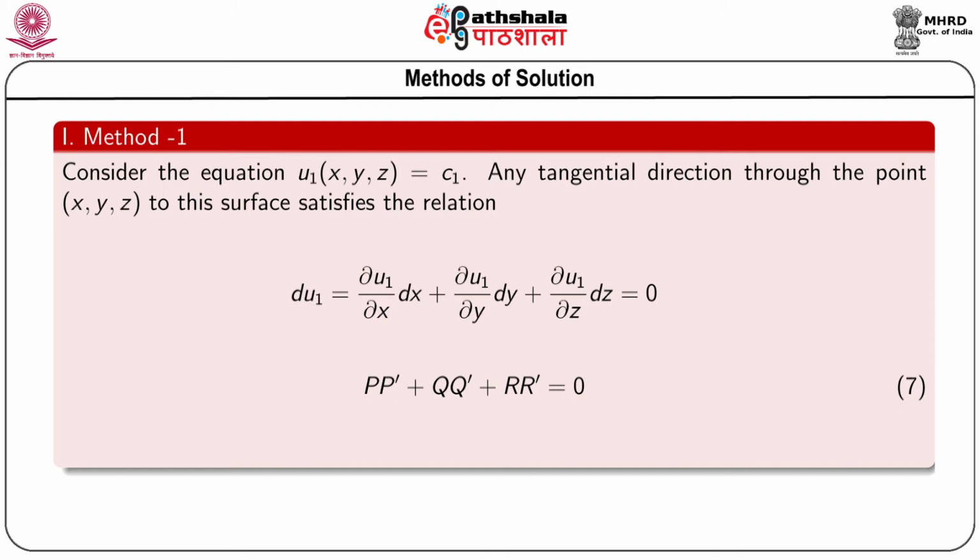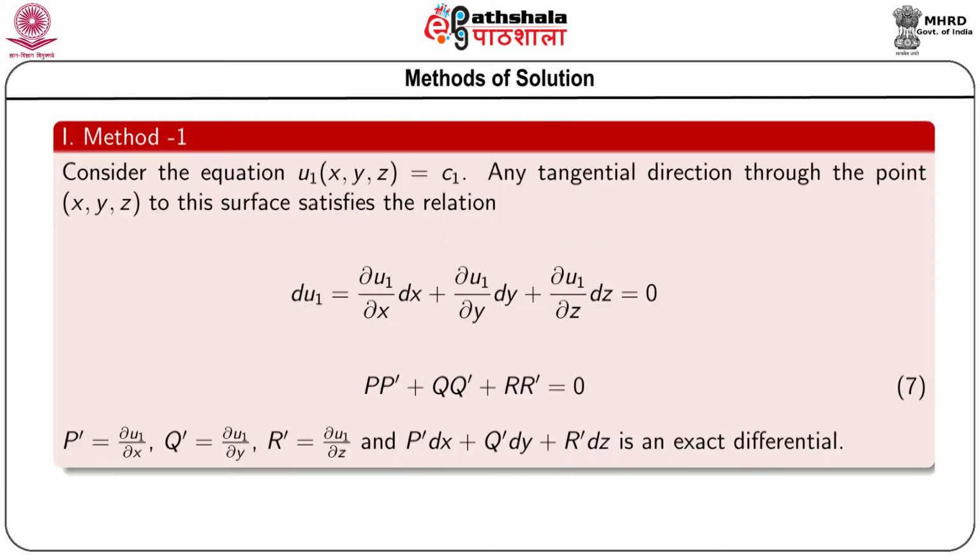Now, if you take del u1 del x as the function p dash, del u1 del y as the function q dash and del u1 del z as the function r dash, then this equation becomes p p dash plus q q dash plus r r dash equals 0.